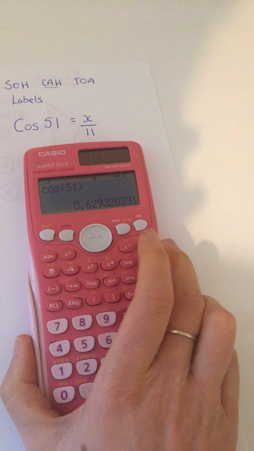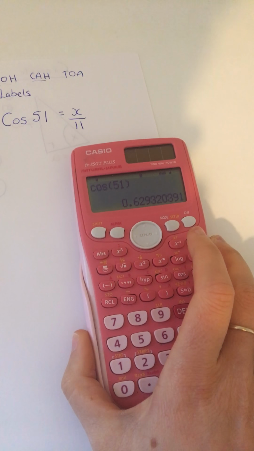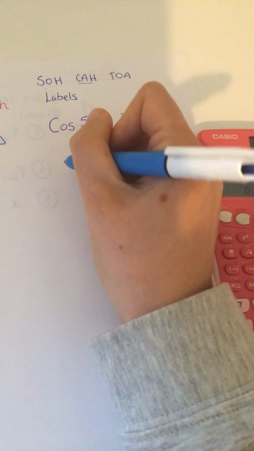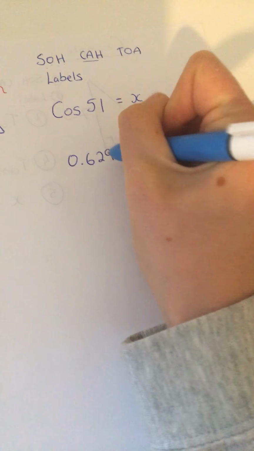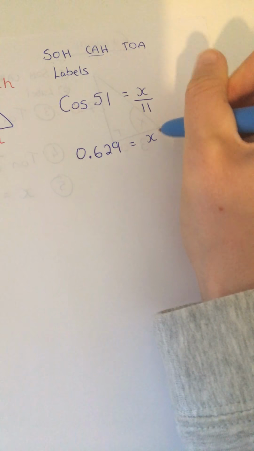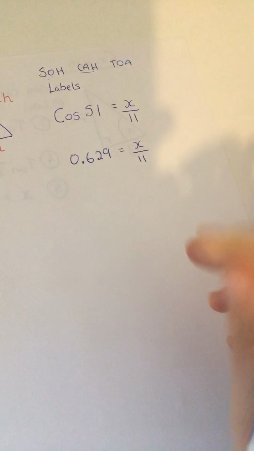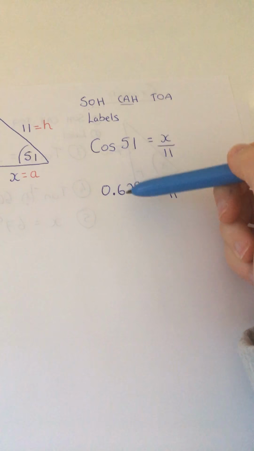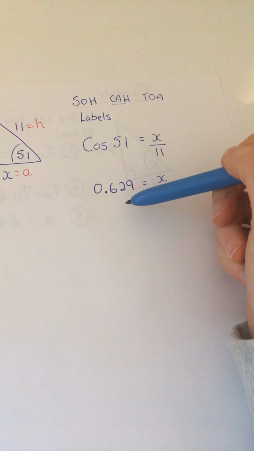And there we go. And I'm going to say I want it to 3 decimal places. So we have 0.629 is equal to x over 11. So we have just changed cos 51 into a decimal using our calculators.